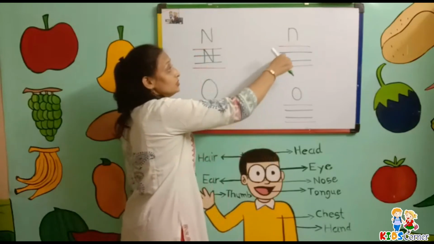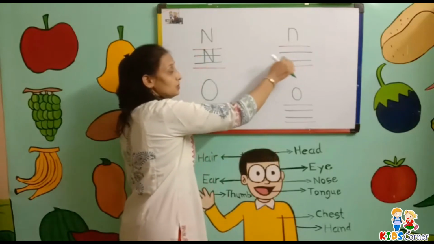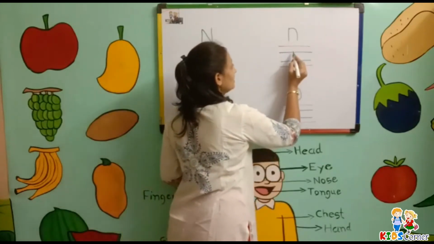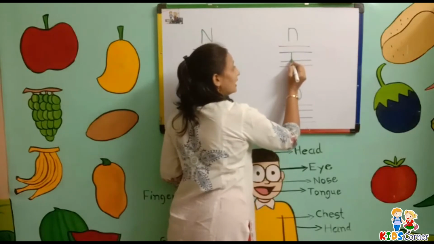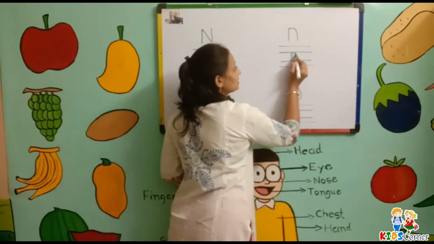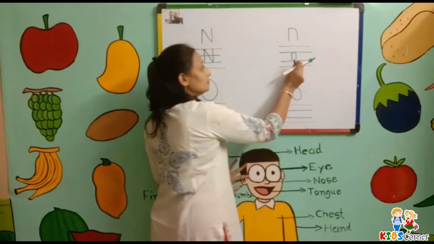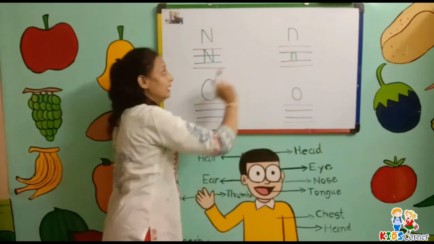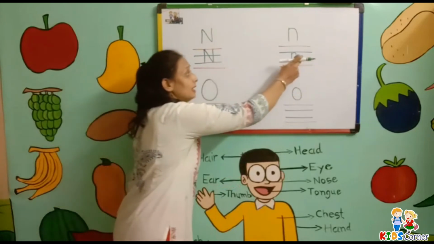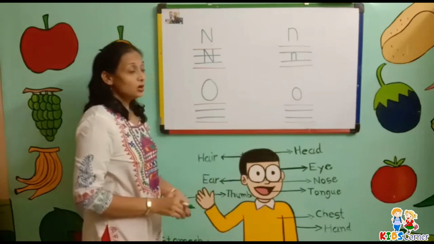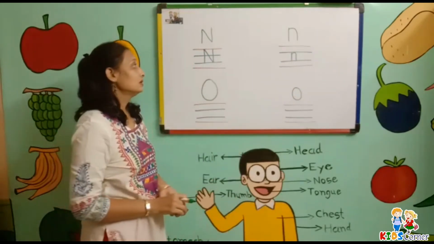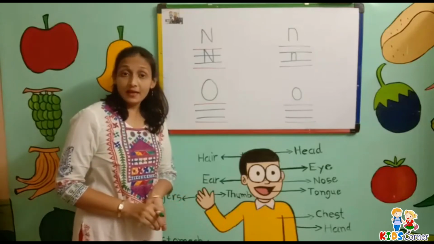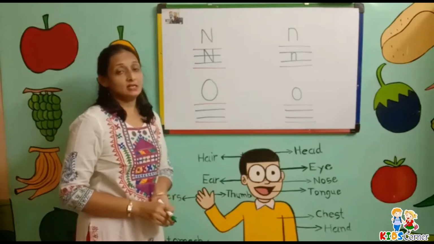Small n, you'll write in between the two blue lines. We'll make a standing line and then a small curve in the blue lines. This is small n. Capital N and small n. Do you all know what N stands for? N is for net, N is for nest and N is for nose.